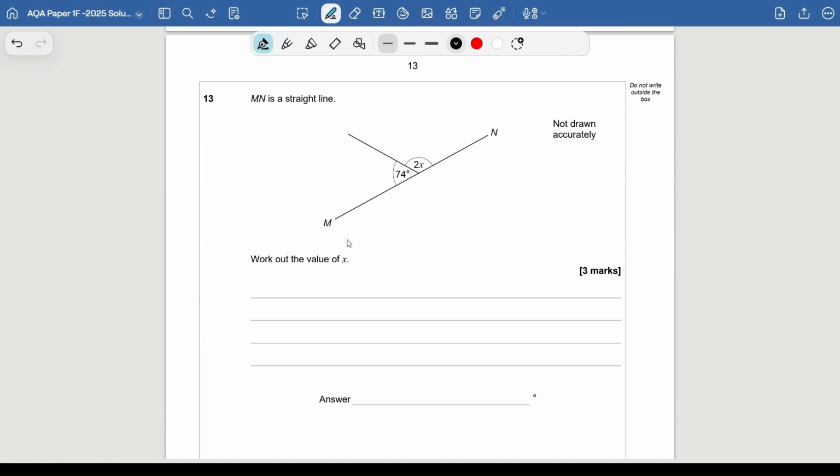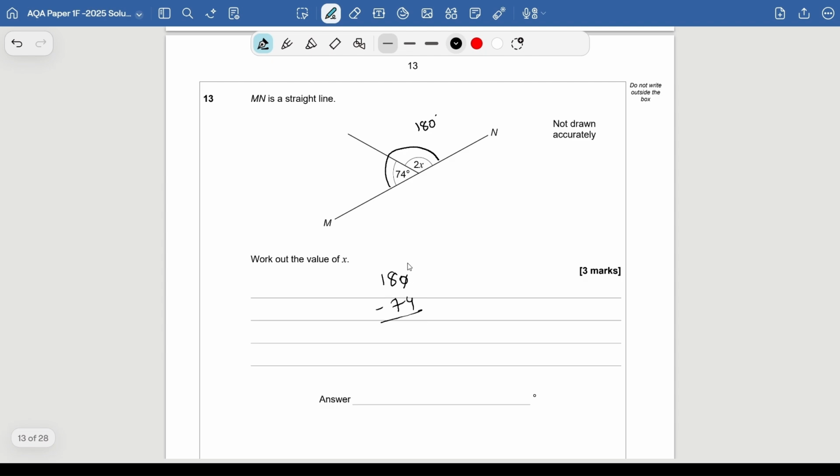MN is a straight line. Work out the value of x. So we know the angle on a straight line adds up to 180 degrees. And if that's 74, we need to figure out the value of x here. So first we need to take away 74 from 180 to find the remaining part of the angle, that's 2x.